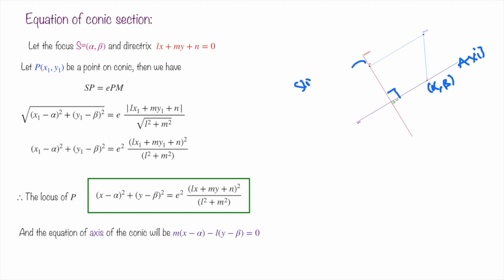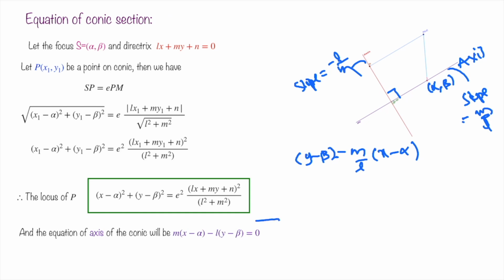What is the slope of this directrix? The slope is going to be minus l by m. So the slope of the axis must be m by l. So the line passing through alpha beta having slope m by l is going to be y minus beta equal to m by l times (x minus alpha). So that will give you this equation. So m times (x minus alpha) minus l times (y minus beta) equal 0 will be the equation of the axis of the conic whose focus is alpha beta and directrix lx plus my plus n equal to 0.